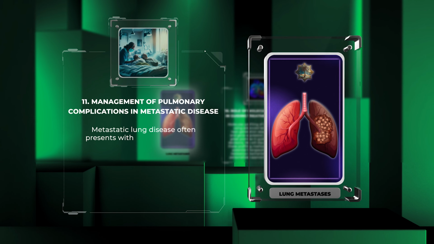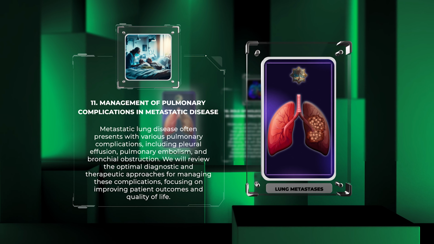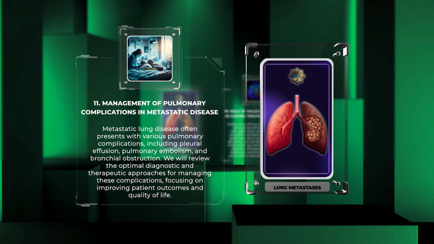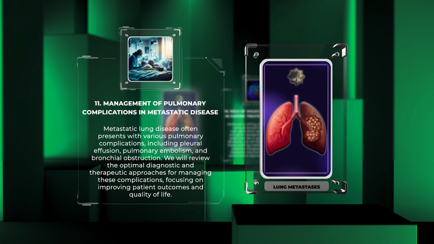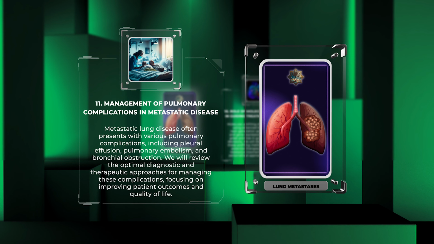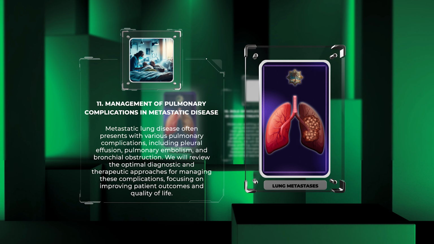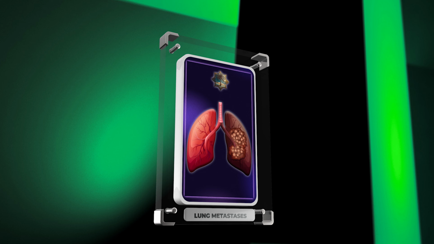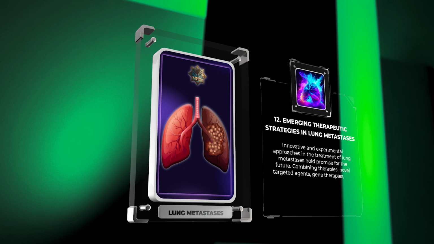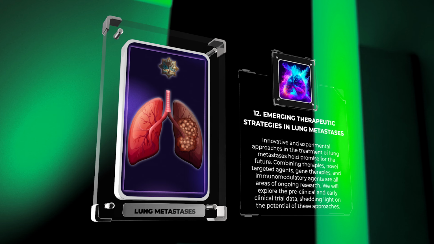Metastatic lung disease often presents with various pulmonary complications, including pleural effusion, pulmonary embolism, and bronchial obstruction. We will review the optimal diagnostic and therapeutic approaches for managing these complications, focusing on improving patient outcomes and quality of life. Innovative and experimental approaches in the treatment of lung metastases hold promise for the future.